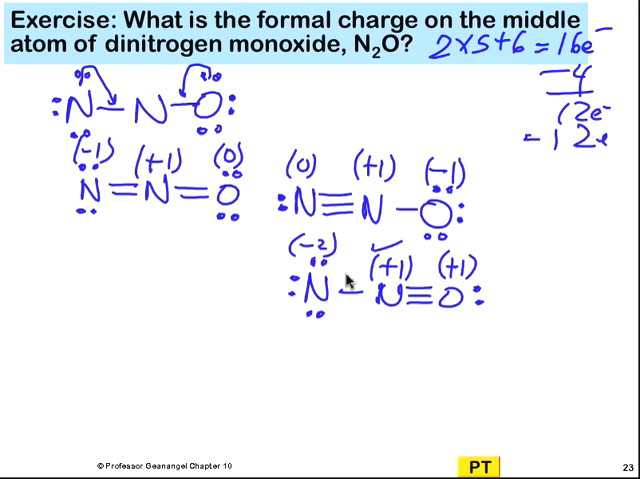So we would know that the resonance hybrid here would have a nitrogen-nitrogen bond between a double and a triple bond, and nitrogen-oxygen between a single and a double. But the question really asked about the charge on the center atom, and it was +1 all the time. If it weren't, we would have to look at the resonance hybrid and get some idea from that. Questions on dinitrogen monoxide? Yes?